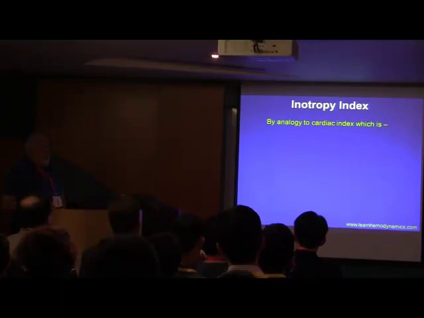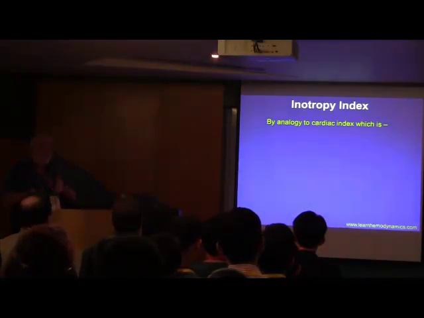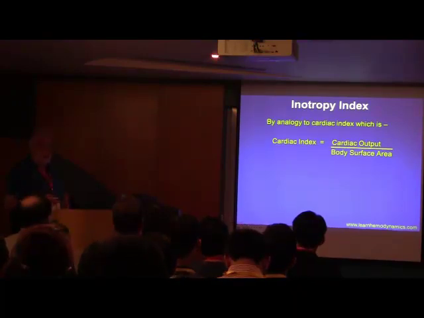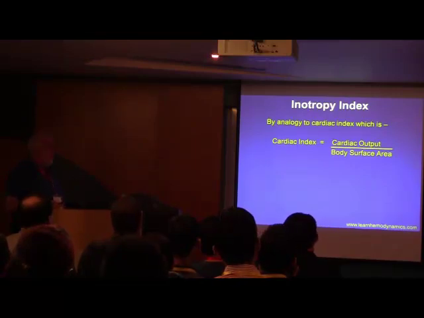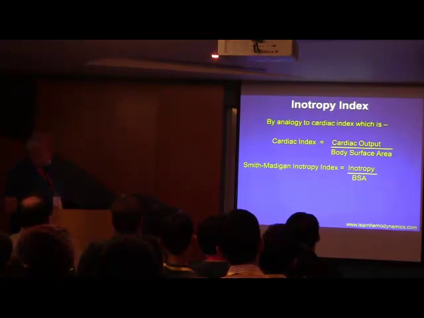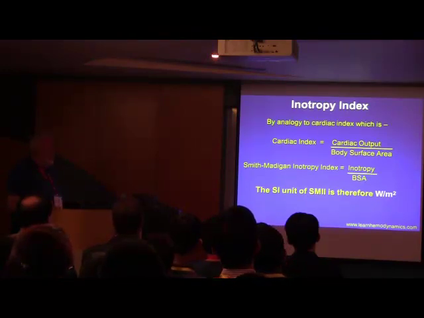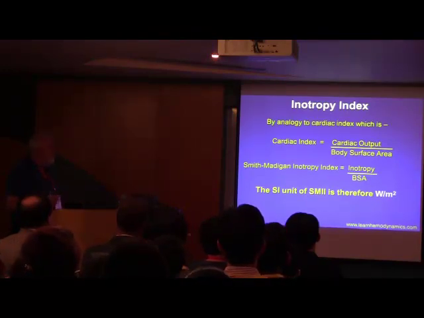But we use a thing called inotropy index, because how can you compare patients of different sizes? There's an awful lot of you guys you'd need to make somebody my size. Cardiac index, yeah, well, we use that quite regularly. It's cardiac output over body surface area. And we use this idea of indexing to body surface area extensively in hemodynamics. And exactly the same thing with the Smith-Madigan index. You just divide inotropy by body surface area, and then we can compare everybody of different sizes. So the unit of inotropy index is the watt per square meter.